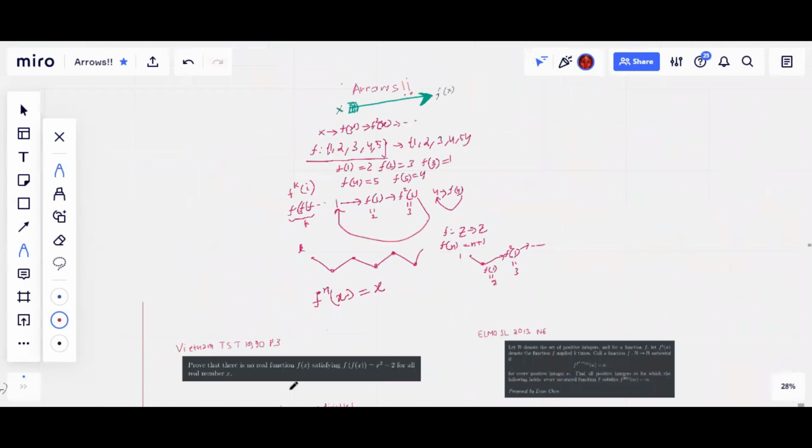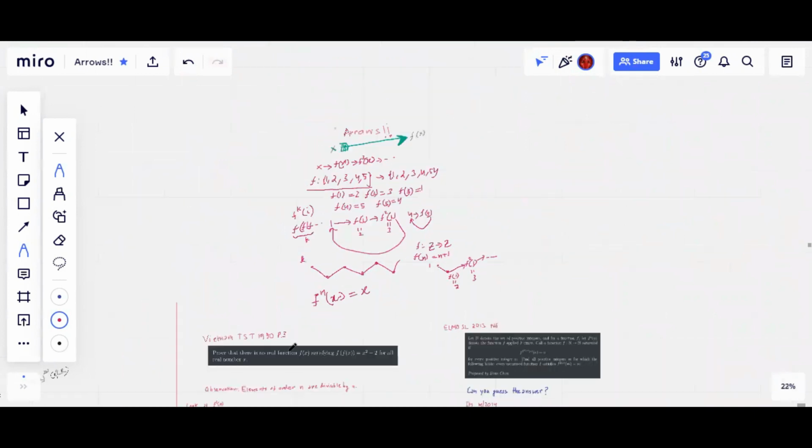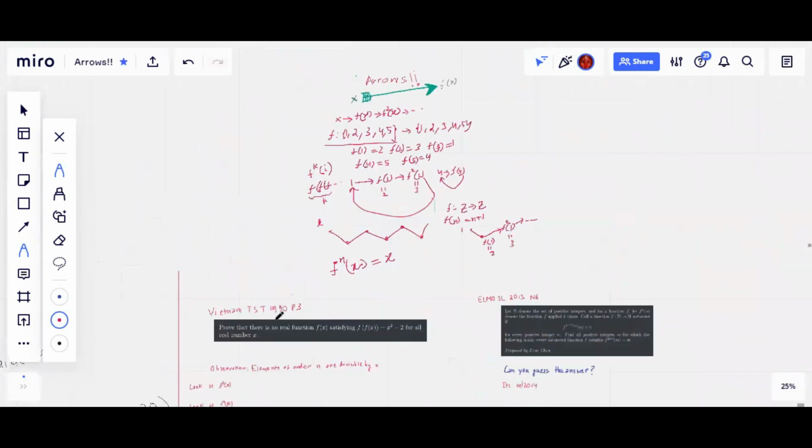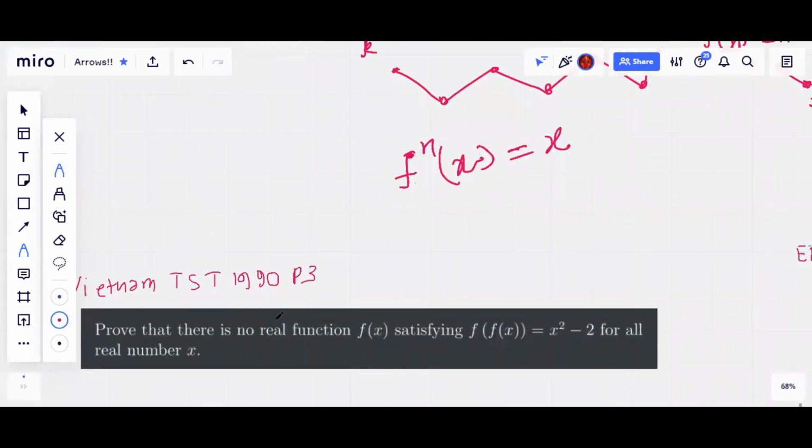So the problem says: prove that there is no real function f satisfying f of f of x equals x squared minus 2 for all real numbers x. So this might seem like a normal functional equation, but it's actually not. It's actually very combinatorial. So I want you to try for a minute and I will be back.